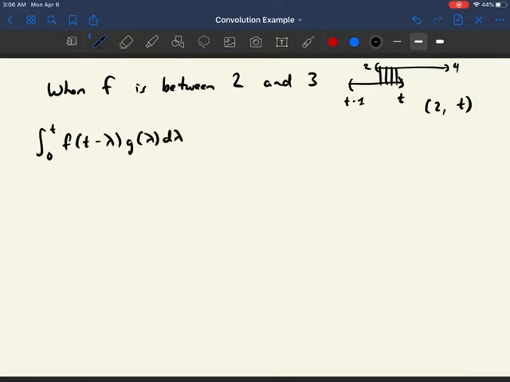So in that case, we get that the integral from 0 to t of f of t minus lambda times g of lambda d lambda is equal to, well, the only lambda values that are going to matter are between 2 and t. So it's 2 to t of f of t minus lambda, in that region will be equal to 1, and g will be equal to 2, times d lambda.